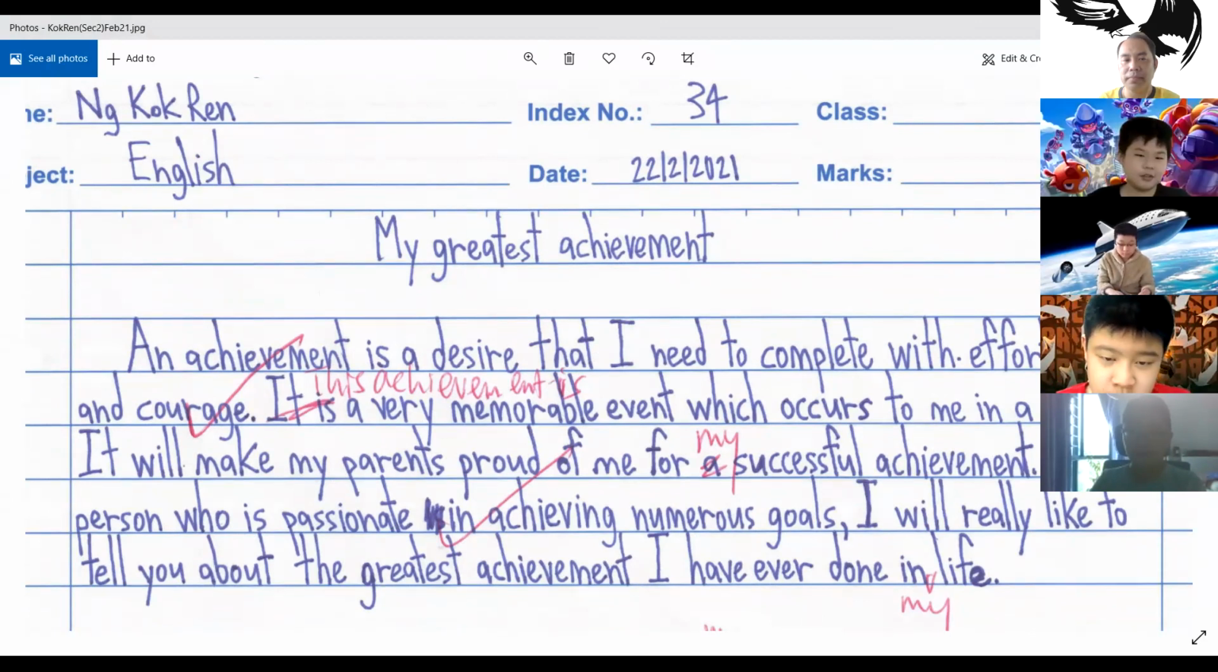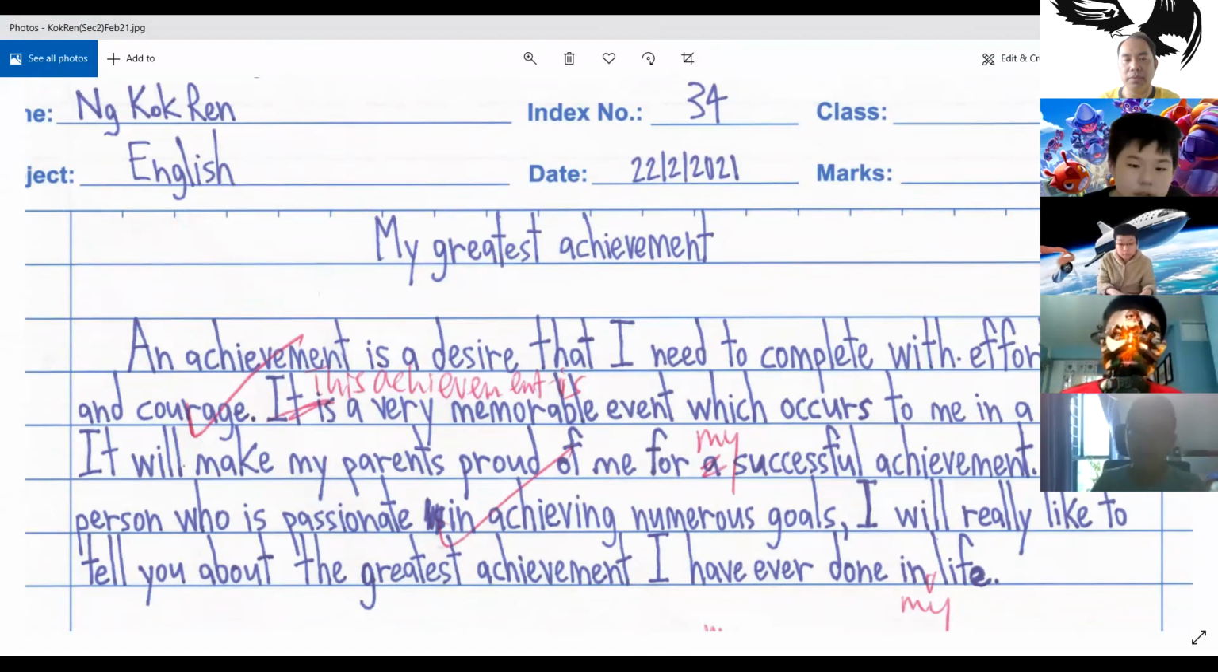My greatest achievement. An achievement is a desire that I need to complete with effort, skills, and courage. This achievement is a very memorable event which occurs to me in a lifetime. It will make my parents proud of me for my successful achievement. As a person who is passionate in achieving numerous goals, I would really like to tell you about the greatest achievement I have ever done in my life.